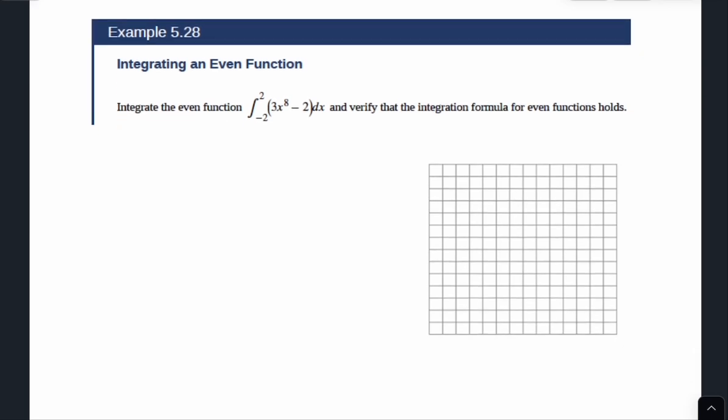So let's take a look at this function we see here. Now they gave us a little hint here that this was an even function. It says to integrate from -2 to +2 of this even function. So let's do it this way, just using our rules. And I'm going to prove to you that since it was even, we could have also done this.